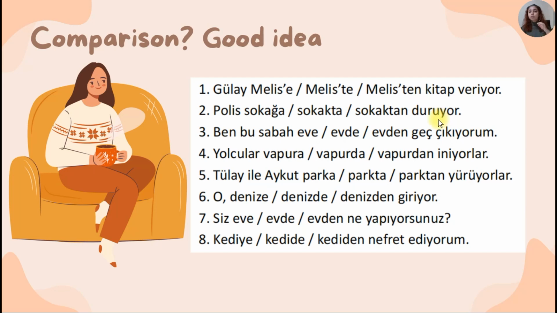İkinci, polis sokaktan duruyor. Durmak has 2 meanings. First one is to stop. Durmak. Police will say dur for stop. And the second meaning of it is to stand, just standing. And here, I think it is the standing meaning, and the police officer is standing to the street, on the street, from the street. Yes, on the street. I have to say sokakta.